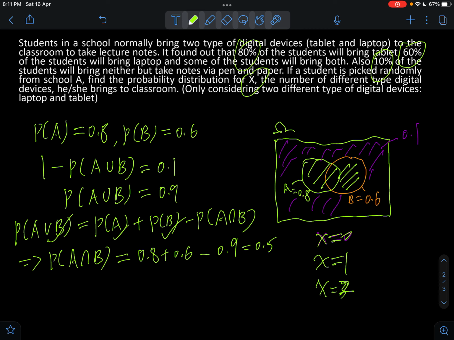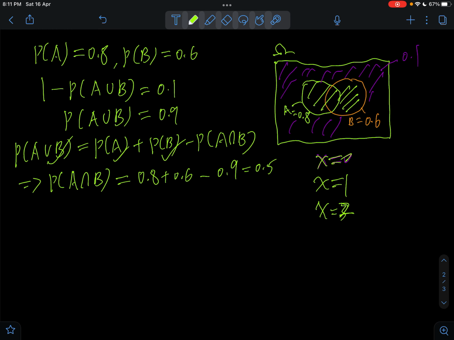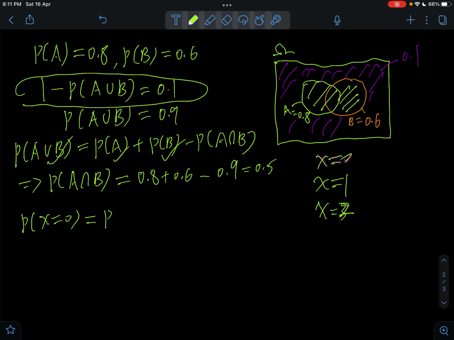So now let's look at how to solve this random variable. For the probability of X equals 0, basically it means that the student brings zero devices, which means the student brings neither. So it's equivalent to this formula here, which is 1 minus the probability of A union B, equal to 0.1. So this is when X equals 0.